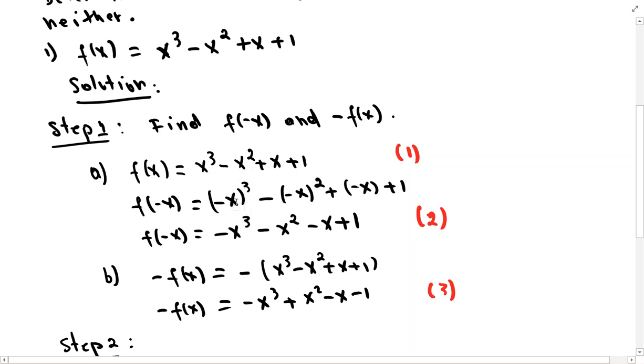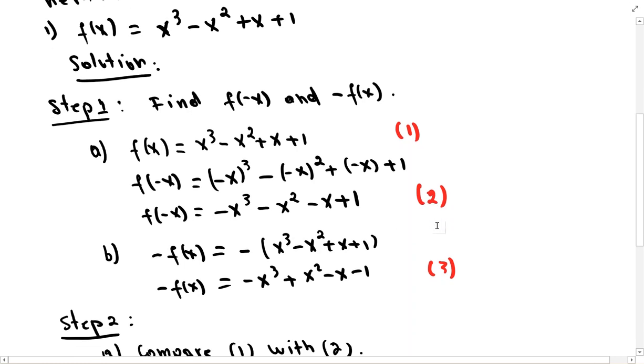So when we plug in negative x for x, we get negative x cubed minus x squared and then minus x plus 1. Notice that when you take negative x and square the whole quantity, it becomes plus x squared. But plus x squared in front of negative makes it negative x squared. So let's call f of x equation 1. Let's call f of negative x equation 2.